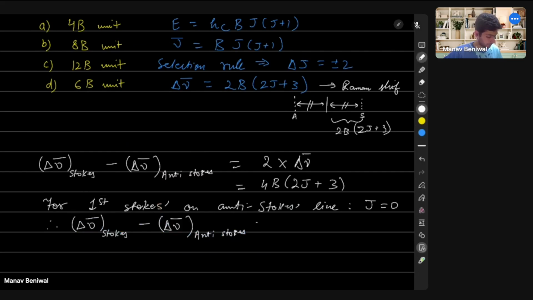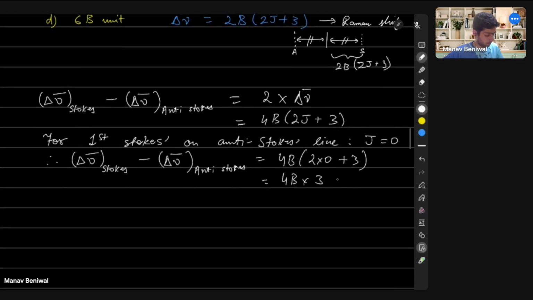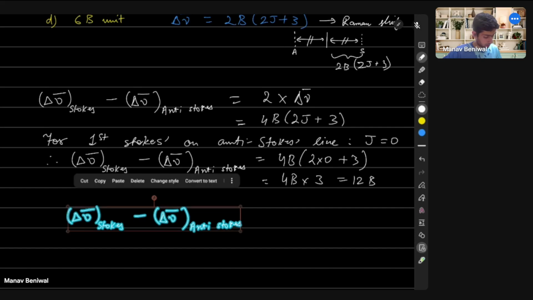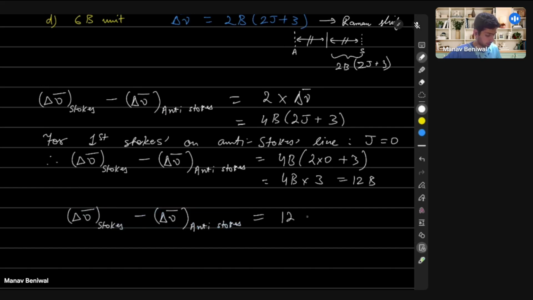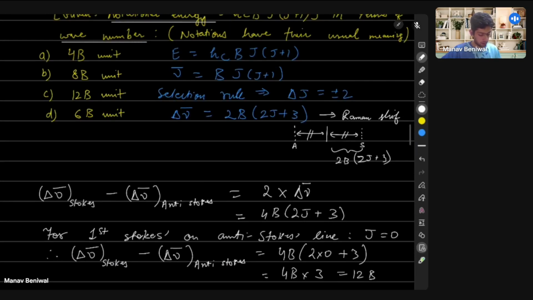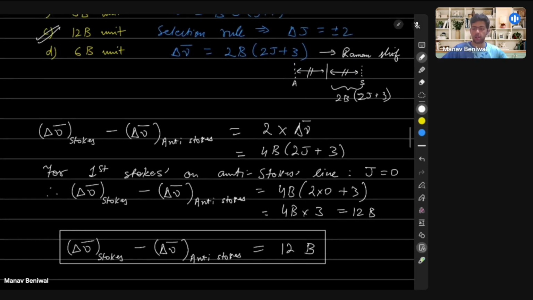So then this becomes 4b times (2 times 0 plus 3), or simply 4b into 3, which is nothing but 12b. So let me again paste it here. This thing is nothing but 12b. Okay, let's see. Yeah, here it is. So that is our answer.